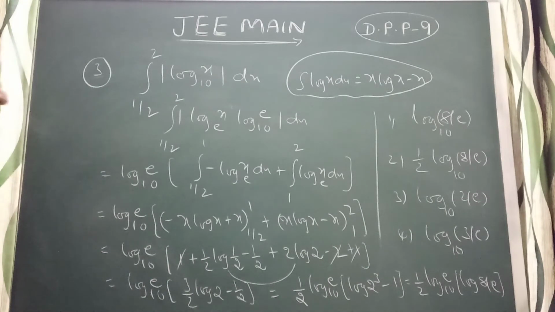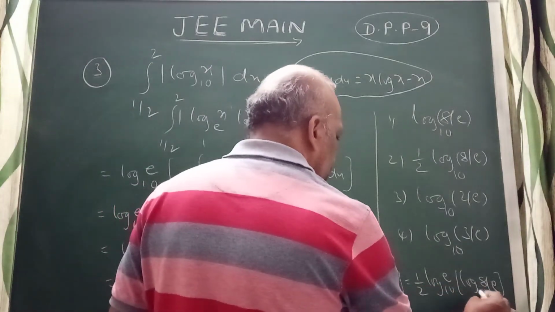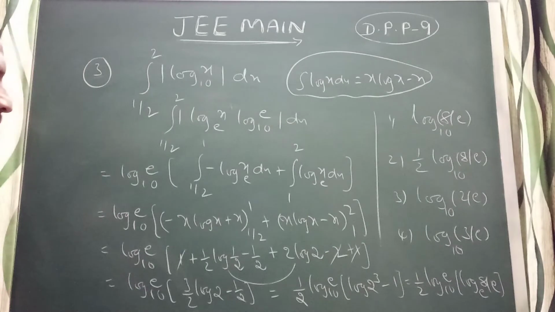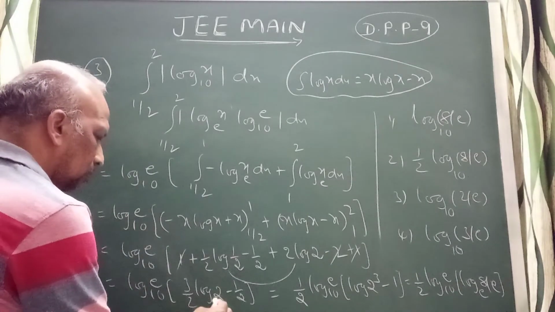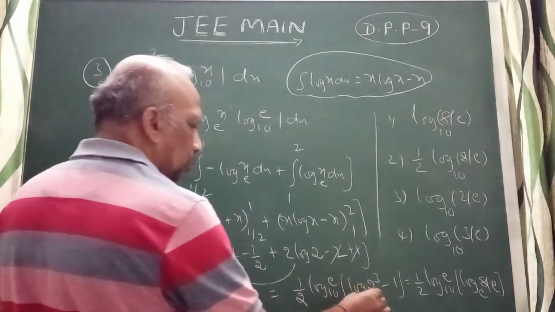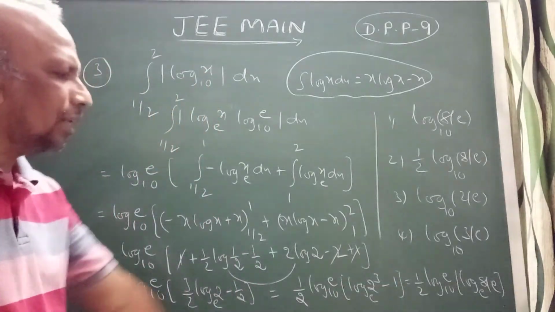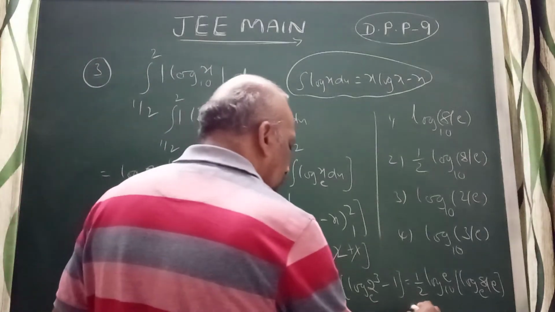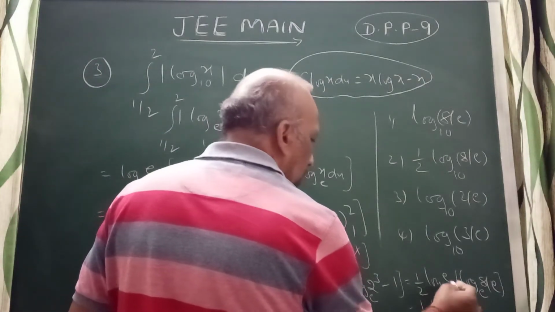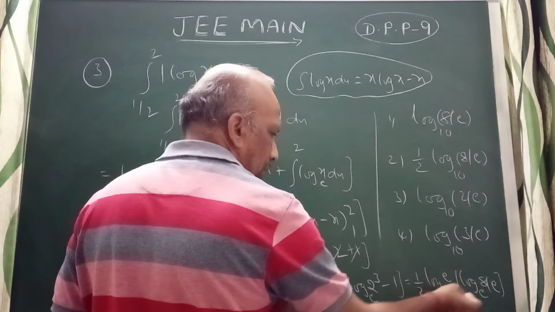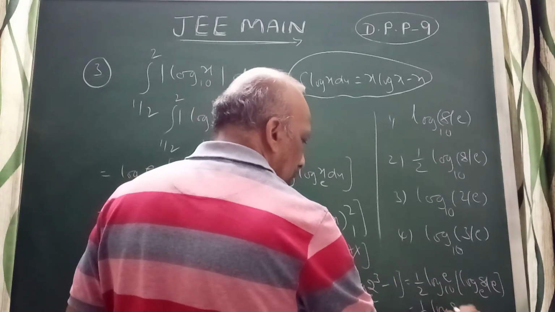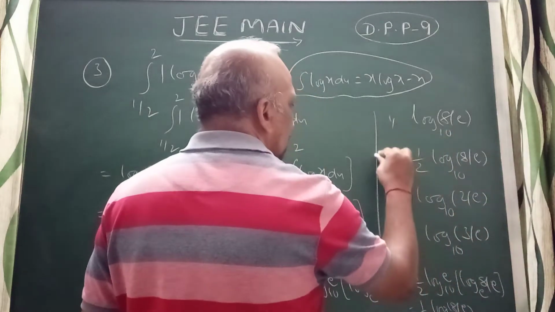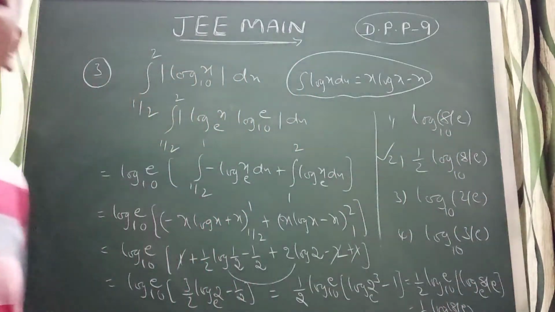These are all with base e only, I am doing here. Finally you will get 1 by 2 log e base 10 into log 8 by e base e, which will be log of 8 by e base 10. Your answer is the second option.